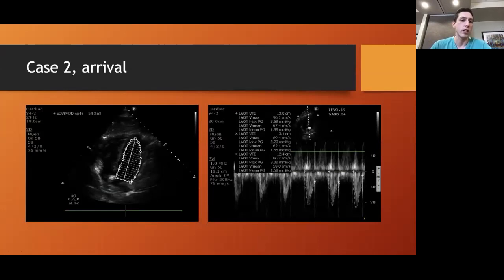So this is very suggestive of a low left ventricular end diastolic pressure and volume. In addition, we measure his LVOT VTI and find it's quite reduced at 13 centimeters. So he has a possibly high or low CVP. We know he has a low preload and a reduced cardiac output. This is all consistent with a hypovolemic shock picture.